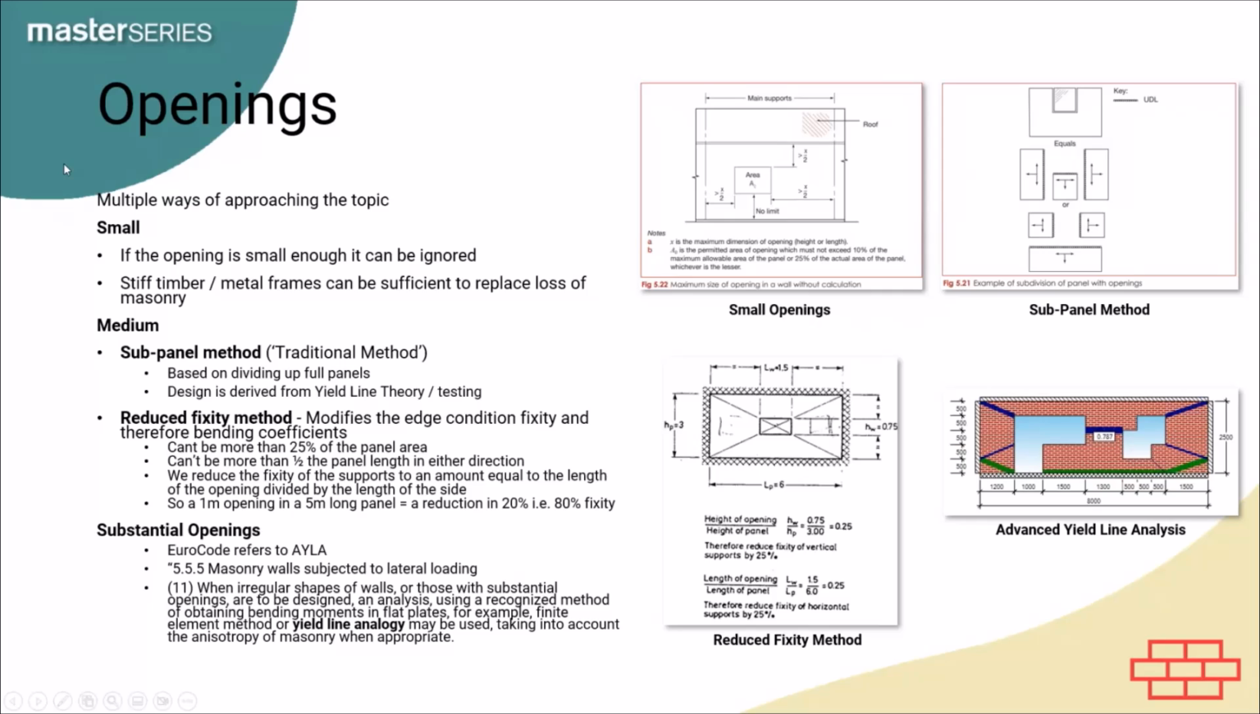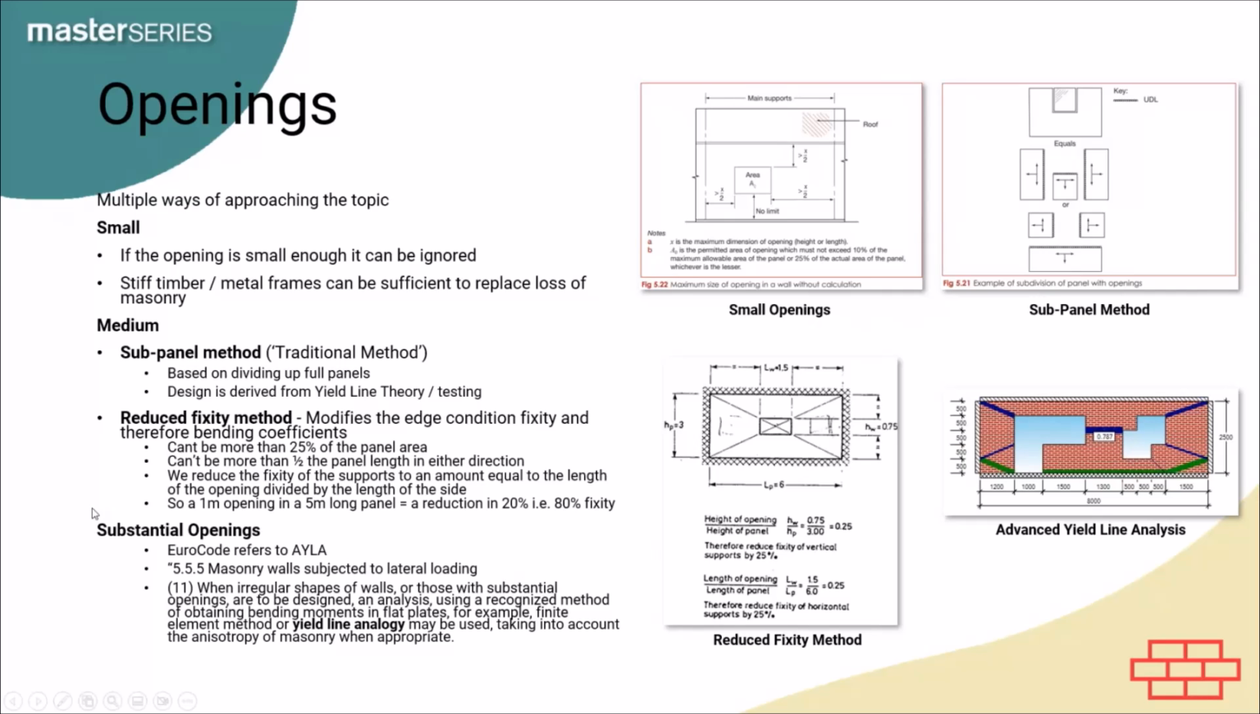So we have a reduced fixity method as well. We have that as an option in Master Series. This is not code derived, but it's an alternative method of dealing with openings, and it has some conditions to stick within. This method is also from the same book that goes into detail on the partial fixity of damp proof courses I mentioned earlier, the Concrete Masonry Designer's Handbook.